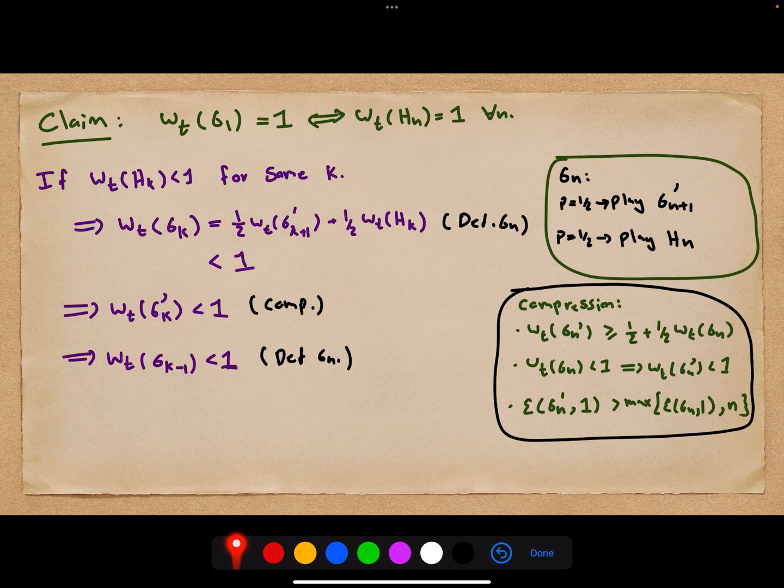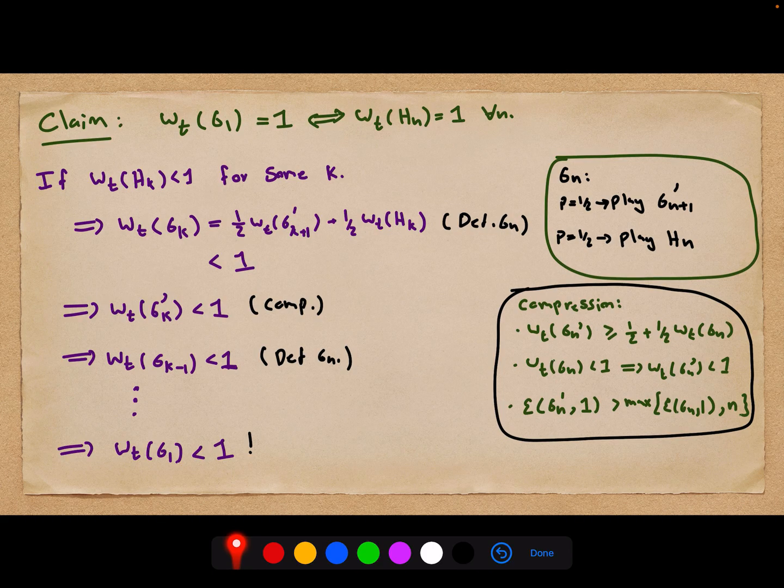Now, by definition, this also means that the k-1th game's value is less than 1, since with probability 1/2 it plays the compressed kth game. We can recursively keep doing this process, until we get the result that the first game in our family indeed has a value less than 1. So we've exactly shown what we wanted. We showed that this new family of games, which with half probability plays its own compression, and with half probability plays the original family of games, has the property that the first game in its family, that one game, has a value 1 if and only if every single game in the original family we wish to supercompress has a value 1.